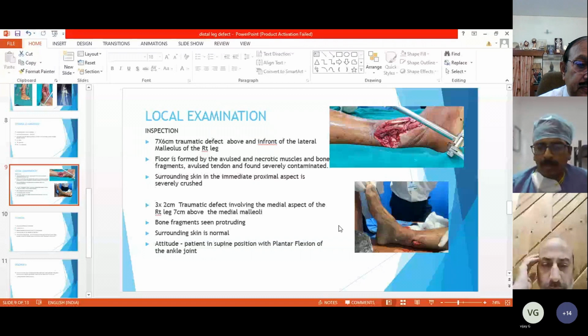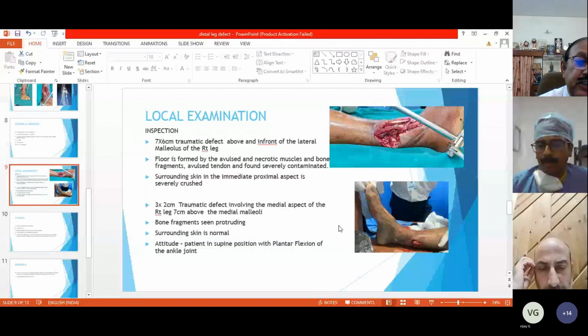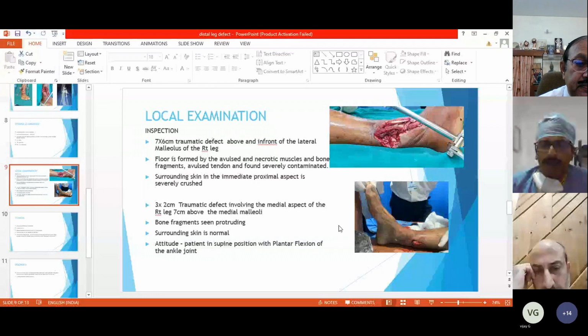Very important advice you have to give to the patient while you are waiting for tendon repair: the passive movement of the toes. Passive movement of the toes. Why toes? Why only toes? As well as the ankle, sir.